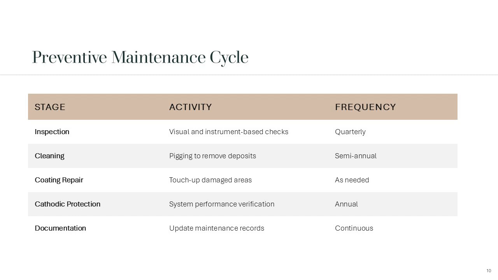Preventive maintenance cycle number 4 is cathodic protection checks, including activities such as system performance verification, with a frequency of annual. And preventive maintenance cycle number 5 is documentation, the backbone of preventive maintenance, including activities such as updating maintenance records, with a frequency of continuous. Early detection is vital.